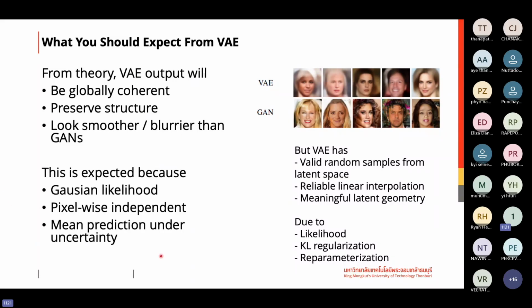Okay, these are the reasons that the result would look like this. If you compare GAN to VAE, VAE will look quite smooth, blurry, right? GAN will look quite sharp. You use GAN to generate high quality images. The reason is here, right? Because it can perform latent geometry.